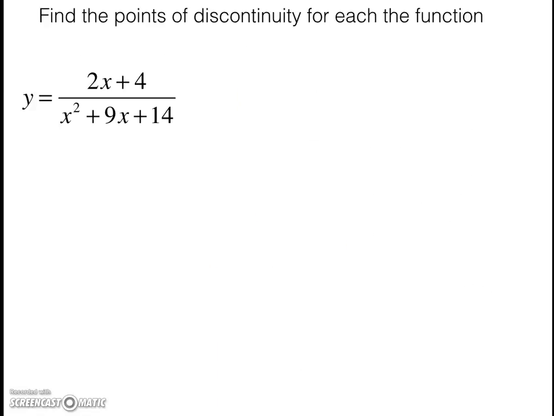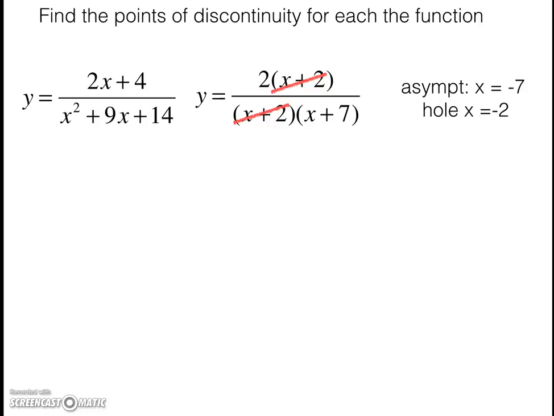The second problem we have is y equals 2x plus 4 over x squared plus 9x plus 14. We're going to start in a very similar way. We're going to factor, cancel out, identify what kind of discontinuity we have at our two restrictions. The asymptote is at x equals -7 because x plus 7 does not cancel out. The hole is at x equals -2 because that factor canceled out. We start the graph with the simplified version, 2 over x plus 7.